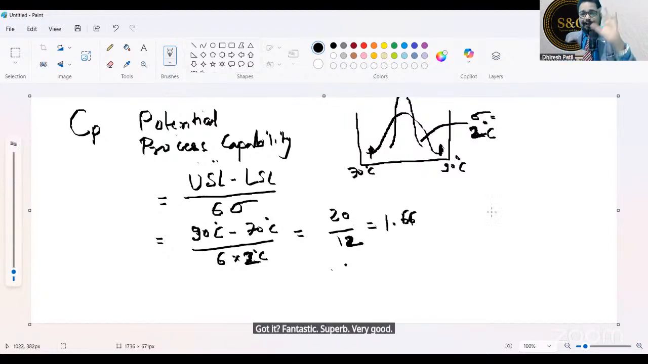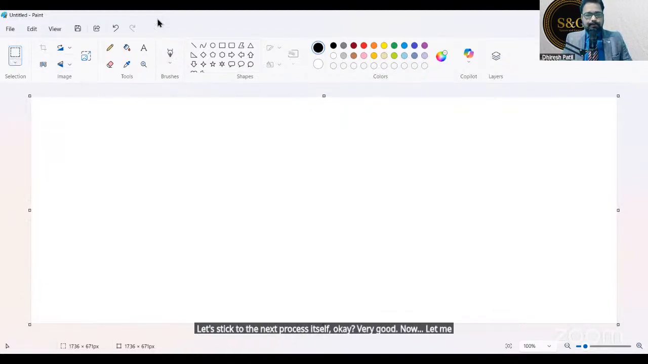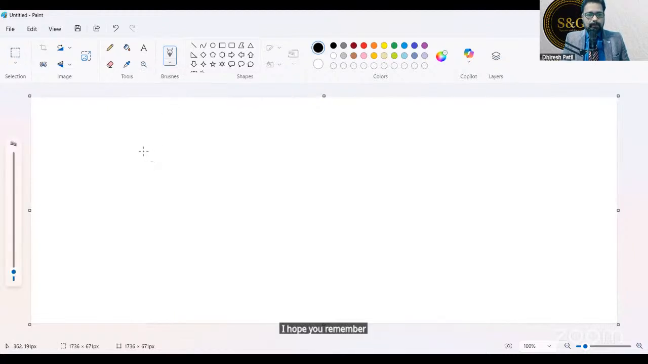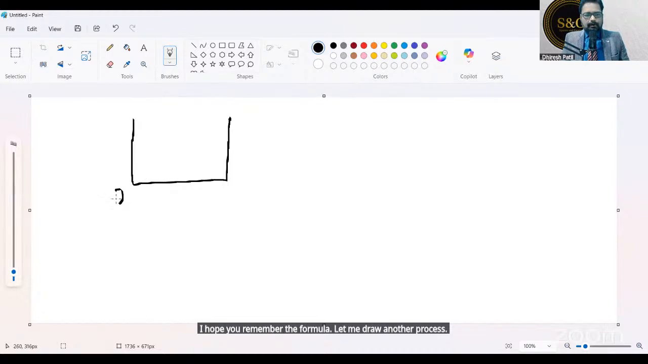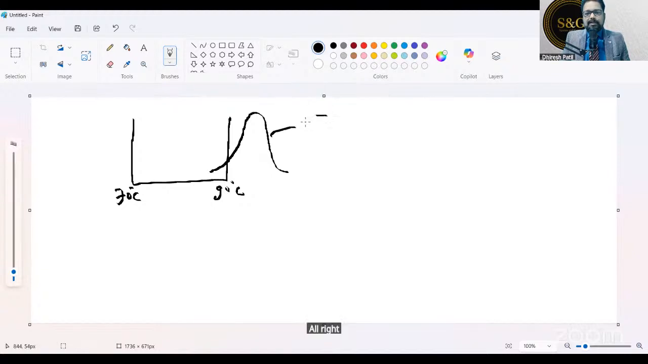Now let's move to another one. So shall I remove this? Let's stick to the next process itself. Very good. Now, let me remove this. I hope you remember the formula. Let me draw another process, with the same 70 degree and 90 degree. Now the process is here, with a standard deviation of 2 degrees centigrade.